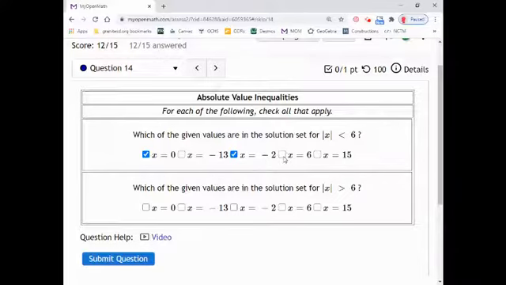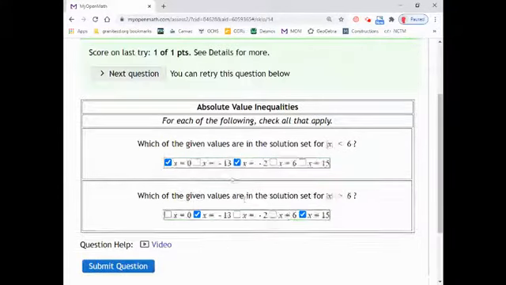Is 6 less than 6? No. Is 15 less than 6? No. Which ones are greater than 6? Is 0 greater than 6? No. Is 13 greater than 6? Yeah. Is 15 greater? So notice that it's basically the opposite answers, except 6 is not in either of those, because 6 is not less than 6 and 6 is not greater than 6.